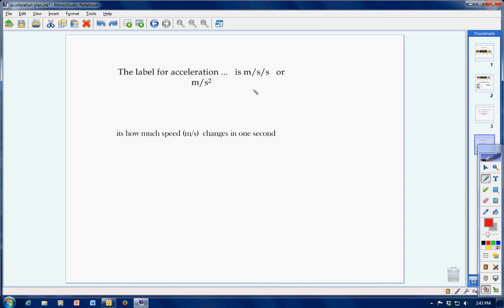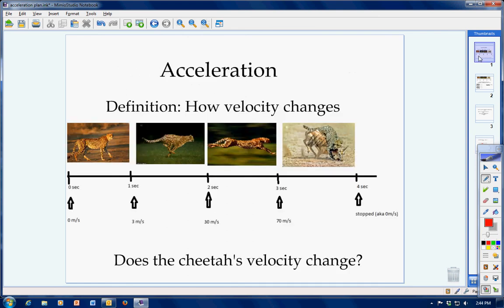The label for acceleration is meters per second squared. Now, this kind of trips some students up on occasion because what it is, it's how much speed, that's how many meters per second, actually changes in 1 second. So what you've got is meters per second per second, and that is why that label works that way. Even if you go back here to the very first one, meters per second changed in a second. That's how that works. So that is acceleration.